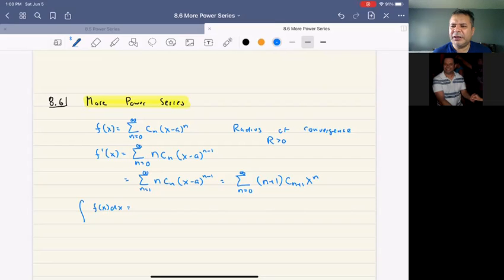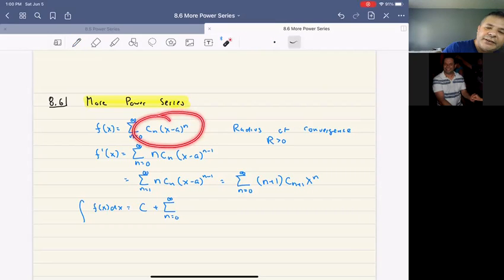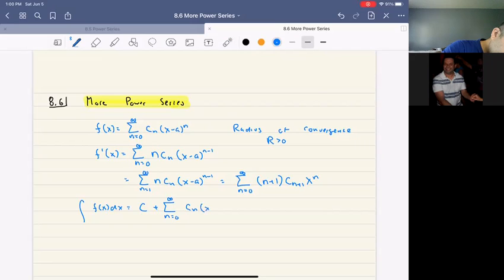Okay, when we integrate, we're going to get an arbitrary constant. Let's put that out in front. Let's call it c. Okay, even though we have a lot of c's running around, hopefully that doesn't bother you too much. Plus the sum, n goes from 0 to infinity, and we're going to integrate each one of these terms. That's just going to be c sub n times x minus a to the n plus 1 over n plus 1.